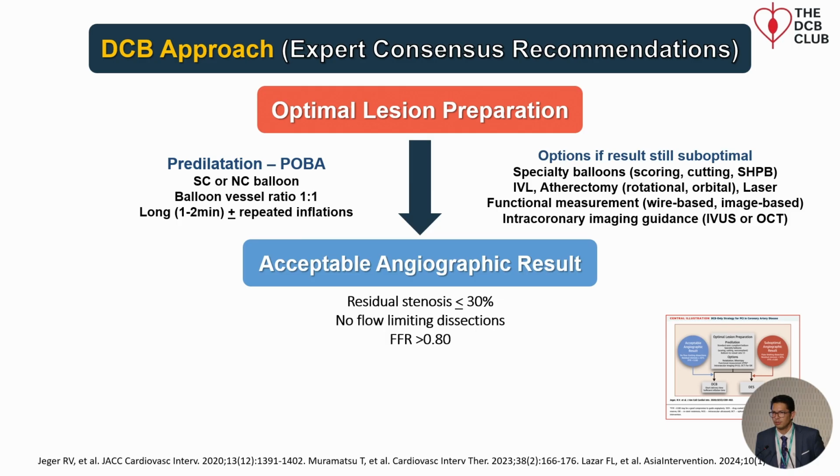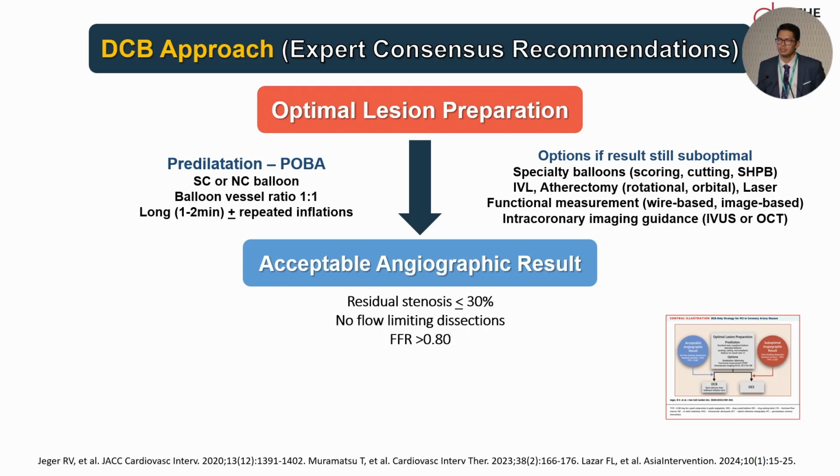If there's not a good predilatation, you can use a specialty balloon, for example, cutting balloons or super high pressure balloons. These technologies are really helpful to get a really nice lesion preparation. Also, IVL is welcome, and atherectomy, rotational or orbital, is also needed in some cases. Laser, just in a few cases of in-stent restenosis, I will admit.